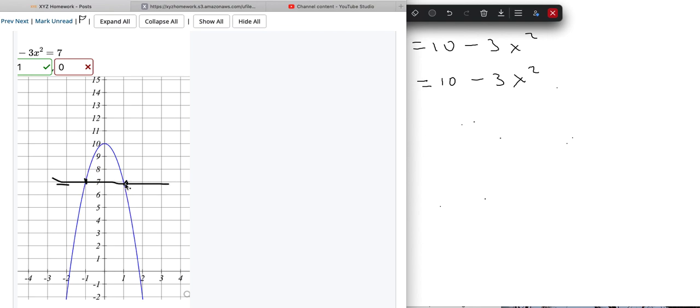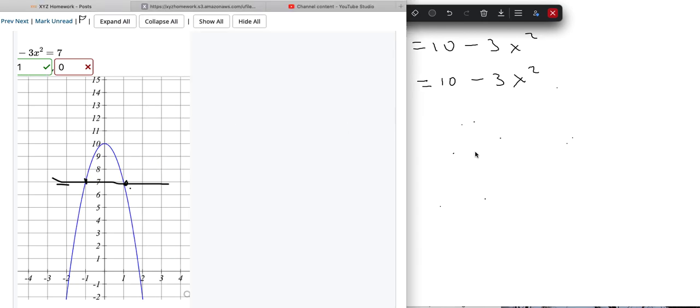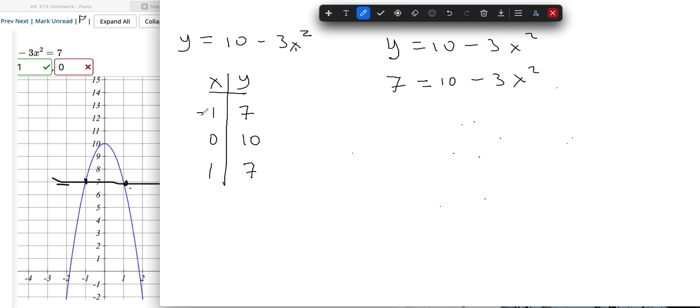And then the places where the graph intersects, that's going to be the x values that make it happen. So the same as we saw in this table right here, when x is -1, y is 7. And this is saying the same thing. What's the x got to be? So -1 is one of the answers. And then here, when x was 1, y comes out 7 again. And so for that, the 2 points would be -1 and 1.